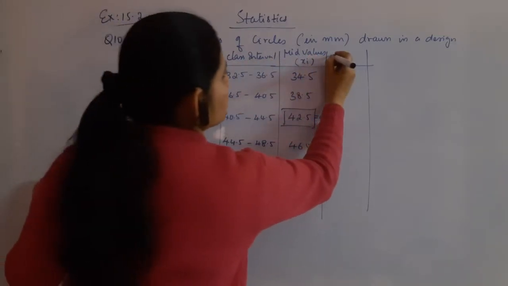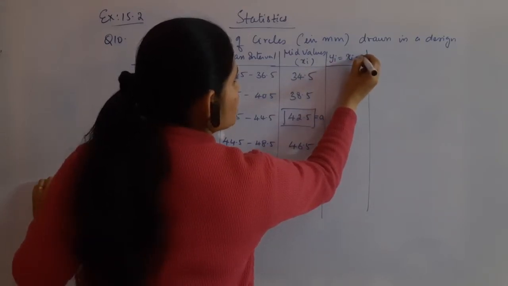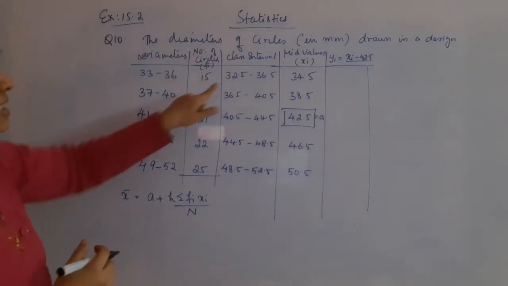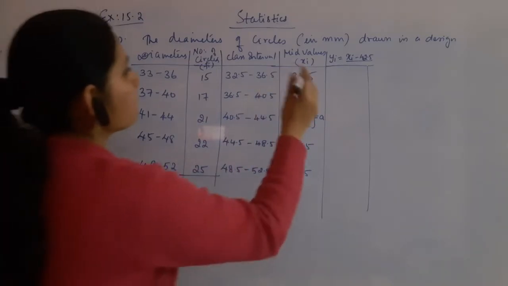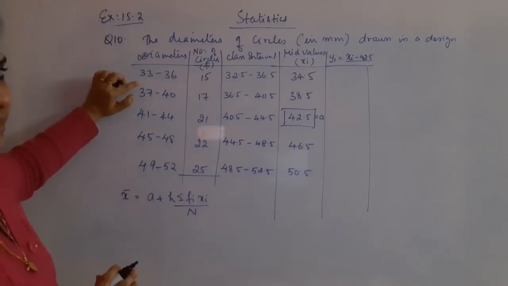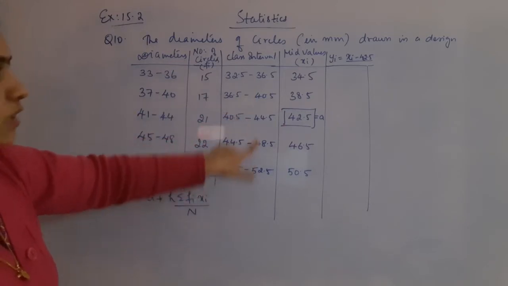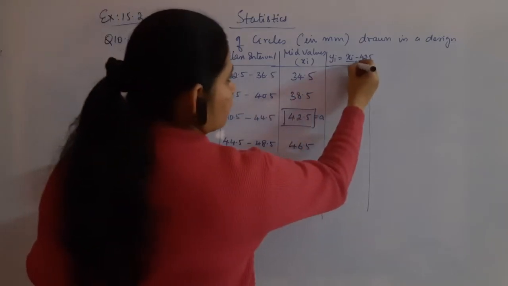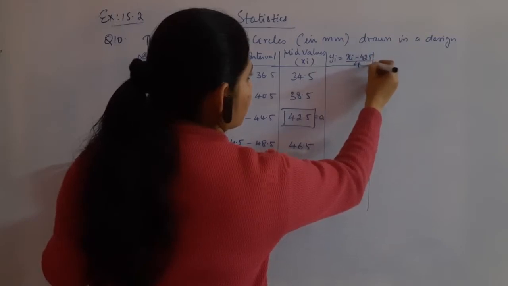So here first you need to find out, suppose yi is equal to xi minus a, which is 42.5, divided by h. H is again what? 36.5 minus 32.5 will give you 4. So from here you will not get that correctly. That is the main thing. After making it continuous, then only you need to find out the class size h. So here you are getting 4. Right.